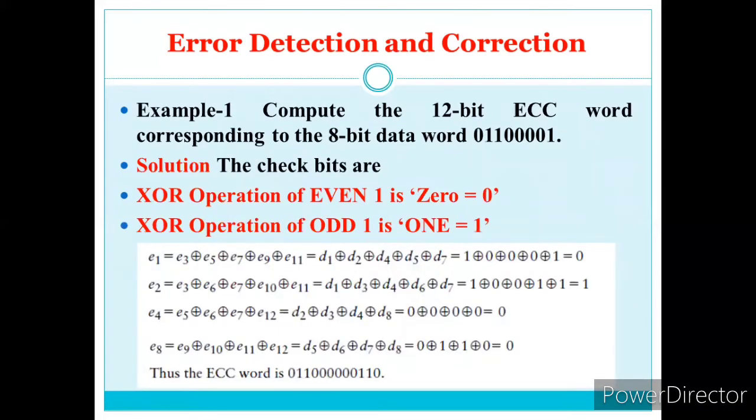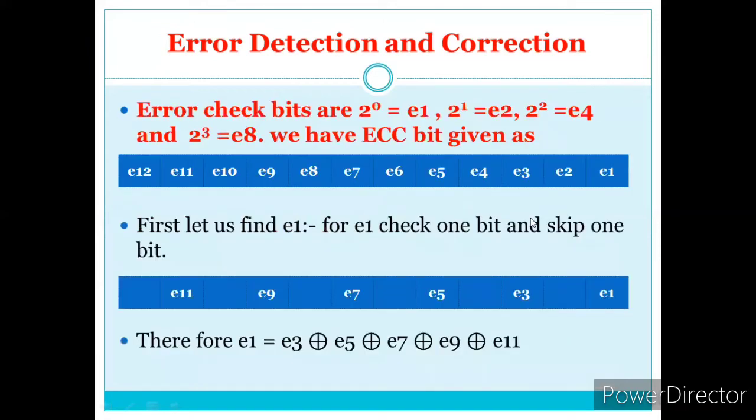Now let us understand the same concept with the help of a simple example. Compute the 12-bit ECC word corresponding to the 8-bit data word 011401. Now, given is 8-bit data. With this 8-bit data, we need to identify the 12 ECC bits. So the 12 ECC bits are what? E1, E2, E4, E8. So this is the result. XOR operation of an even number of 1s is 0. XOR operation of an odd number of 1s is 1. Let us see in detail here.